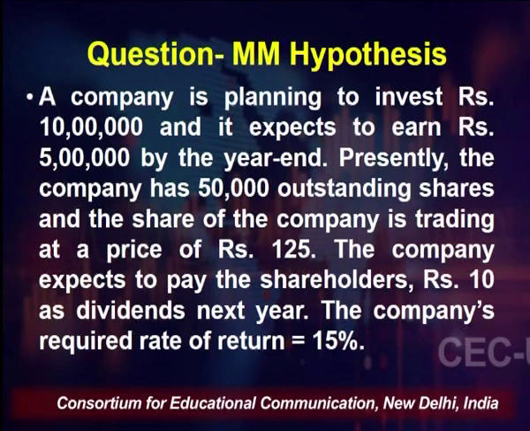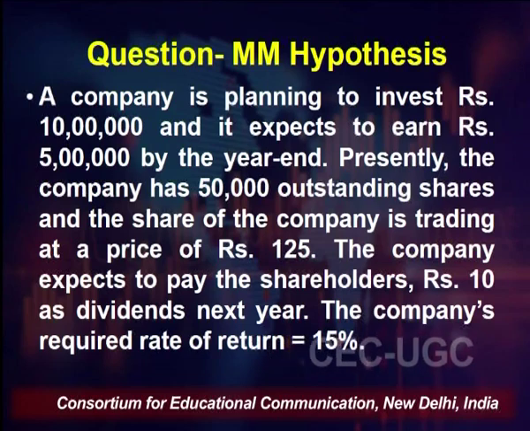Let us understand the hypothesis with the help of this example. A company is planning to invest rupees 10 lakh and it expects to earn rupees 5 lakh by the year end. So, expected earnings are given as 5 lakh. Presently, the company has 50,000 outstanding shares and the share of the company is trading at the price of 125. The company expects to pay the shareholders rupees 10 as dividend next year.